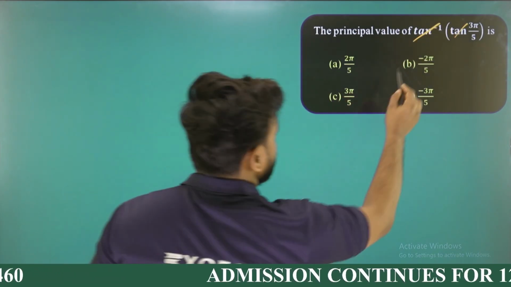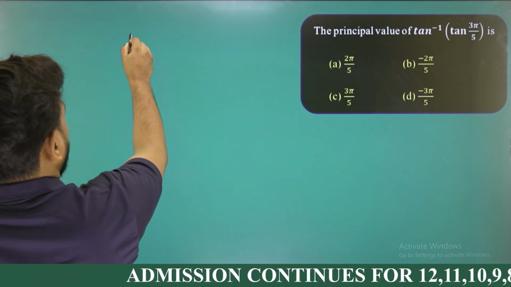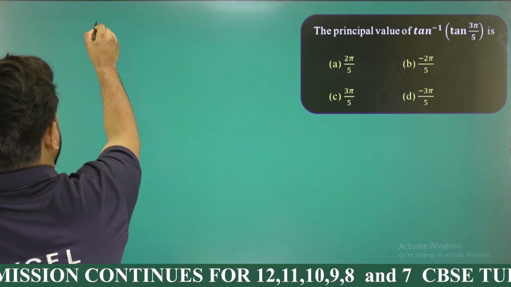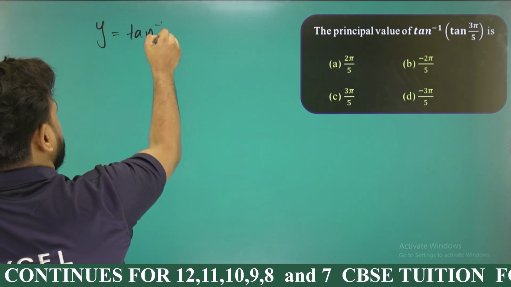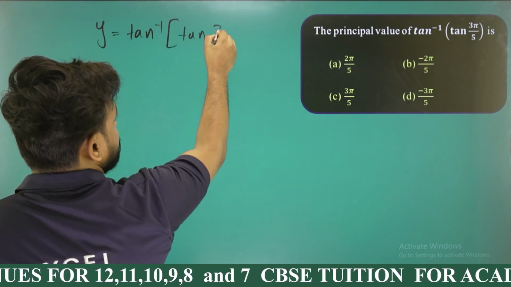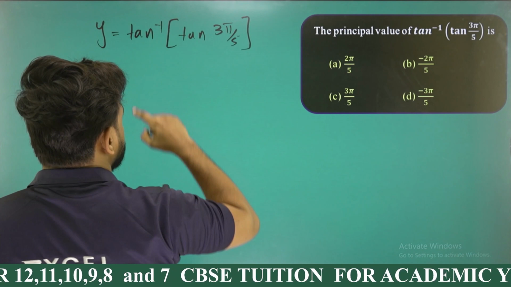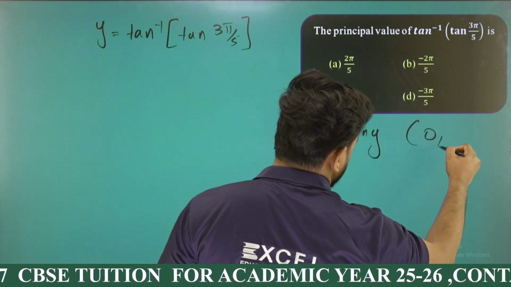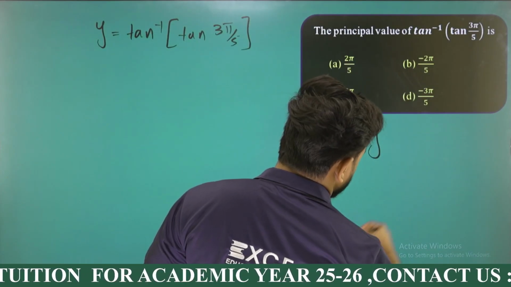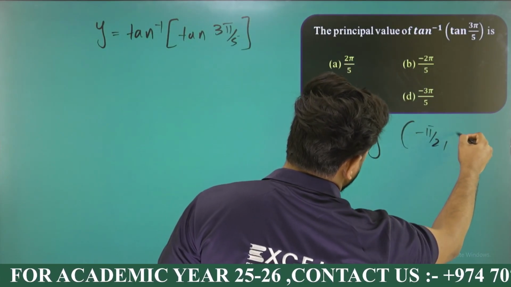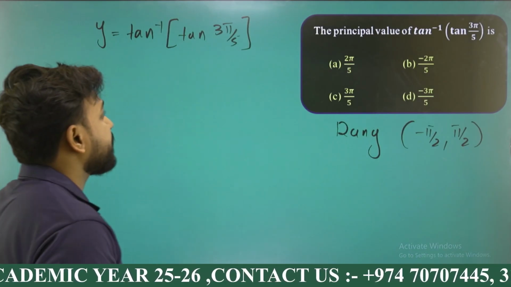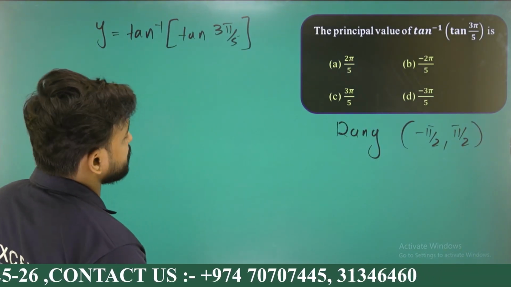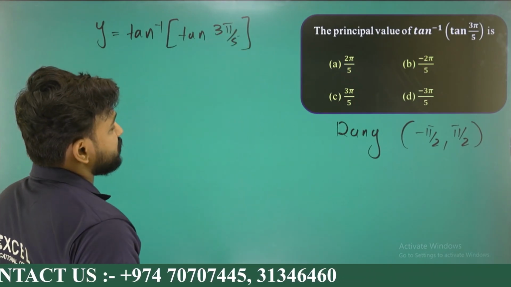So here you can see y is equal to tan inverse of tan 3 pi by 5. So what is the range of tan inverse in this question? It's the open interval minus pi by 2 to pi by 2. So listen, is this value between this interval? Yes or no? What is this value? 3 pi by 5.